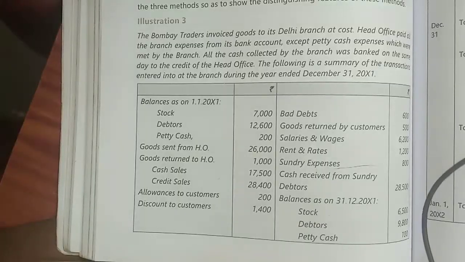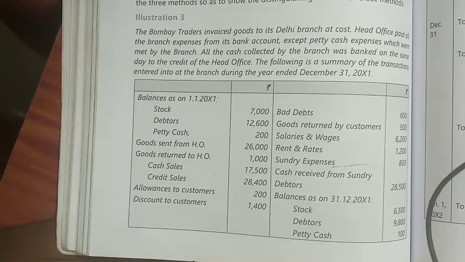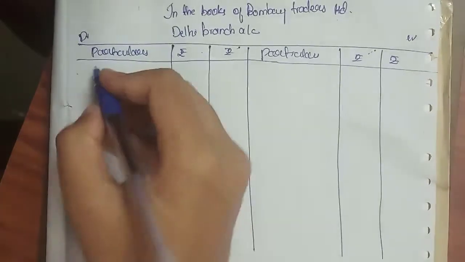Now first of all, speaking with the debtors method, we should consider only the opening balances, closing balances and the expenses or incomes which occur between the branch and the head office, and not between the branch and the customer or consumer. Now we'll start the branch account. Now our format is ready. First we'll write the opening balances.